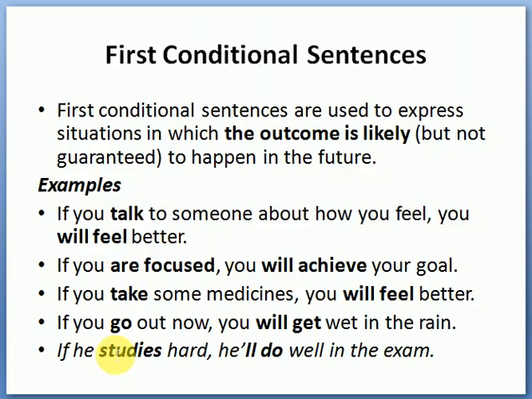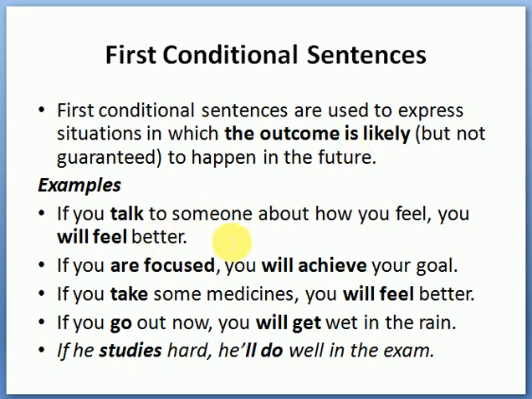Now we will move forward towards the first conditional sentences, and we see that the first conditional expresses those situations in which the outcome is likely but not guaranteed. So this is what makes it different from the zero conditional, as in the zero conditional the outcome is not just likely, the outcome is a must. That always happens. But here the outcome is likely but not guaranteed to happen in the future.